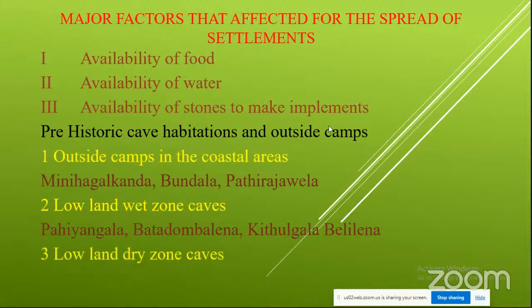Then lowland dry zone caves. In the dry zone also there are some caves. The examples are Sigiriya, Aligala, Potana. Sigiriya is a place belonging to the dry zone. In Sigiriya, there are two places, Aligala and Potana. In Aligala and Potana, there are caves, and those caves also they have used as habitations.